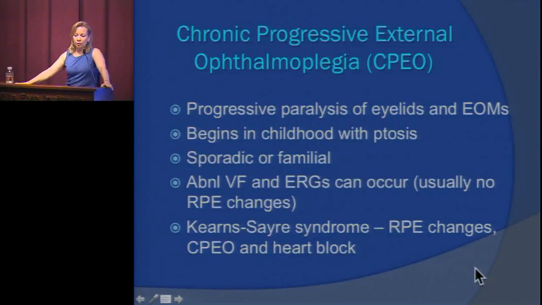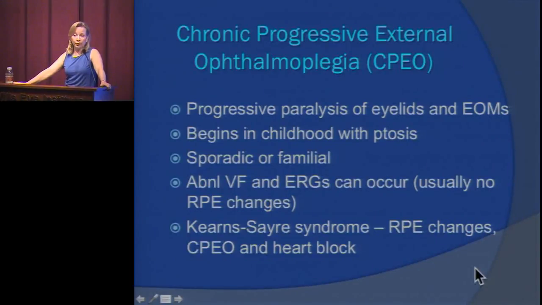Chronic progressive external ophthalmoplegia, or CPEO, is one of those, again, board questions. It's a progressive paralysis, usually starting at the eyelids and incorporating the extraocular muscles. It begins in childhood with ptosis. It can be sporadic or can be familial. You'll see an abnormal constricted visual field and abnormal ERGs, which can occur in CPEO. Usually there's no RPE changes when these happen.